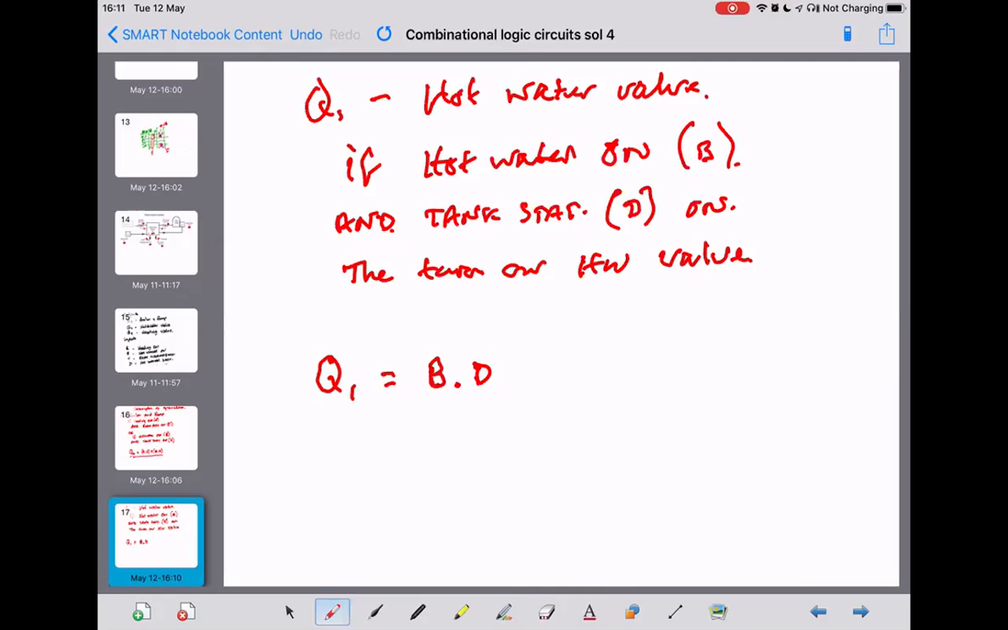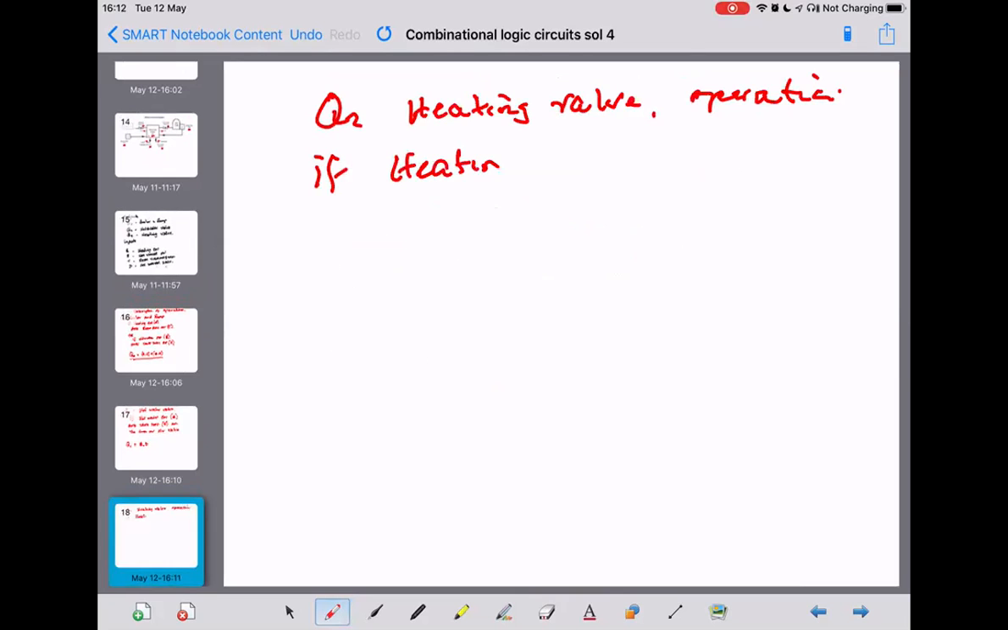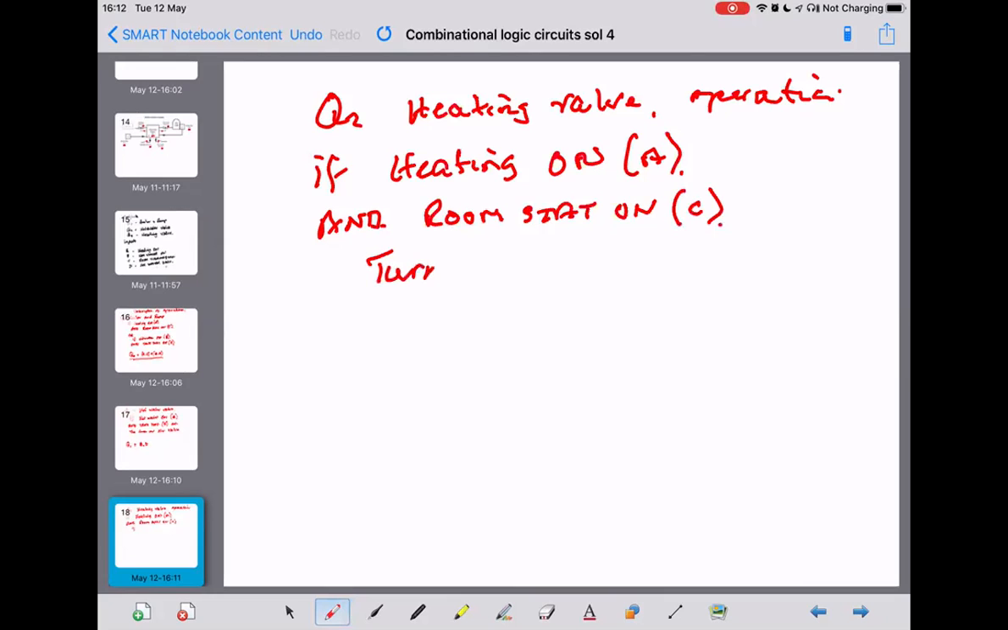Yeah. And then lastly, Q2, heating valve operation. If heating on, that's input A, and room stat on, that's C, turn heating valve on. So again, we've got the expression for Q2, that is A and C. Yep.